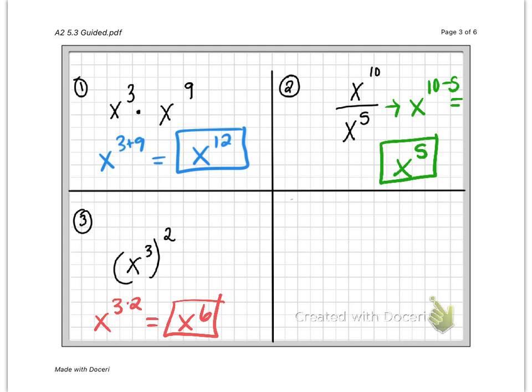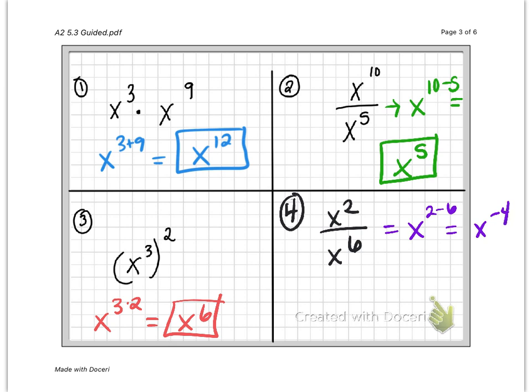Good. And then I'm going to give you one more. So put this one in there. Number 4, x squared over x to the 6th. The bases are the same. We're dividing. What should I do with my exponents? Subtract. What does this look like? x to the 2 minus 6, which is what? x to the negative 4.